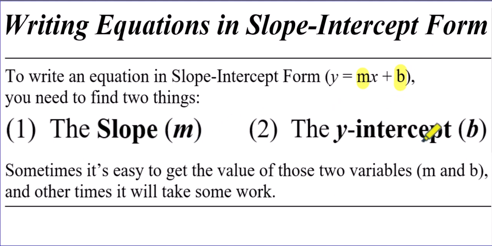Now, you're going to see a variety of problems showing up on the next few pages. Sometimes it's going to be really easy to get the value of both the slope and the y-intercept, the m and the b. Other times it's going to take a little bit of work. Sometimes it's going to take observing things from a graph. So we'll look at a variety of problems here. But in the end, we're always going to have y being y. We're always going to have x being x. And we will actually replace the m and the b with their actual numbers, their values.